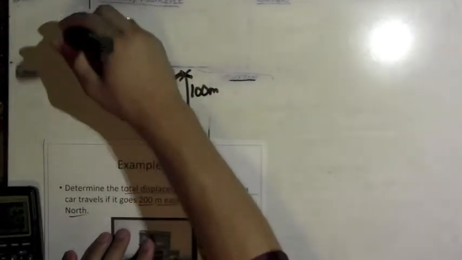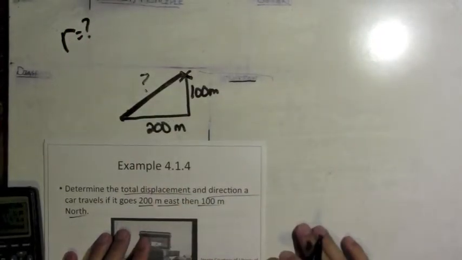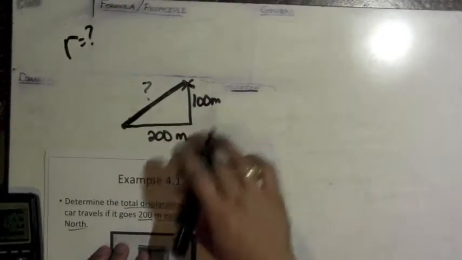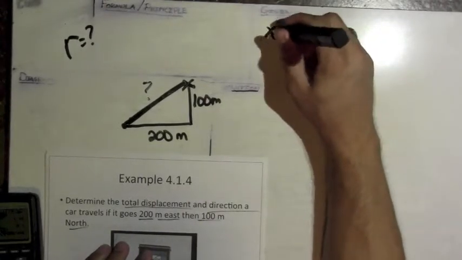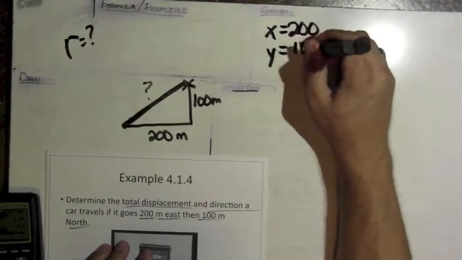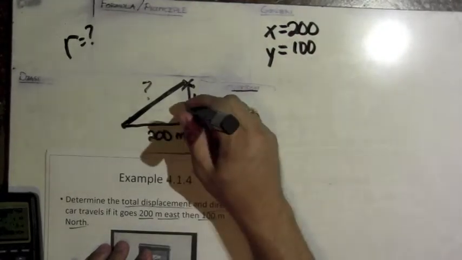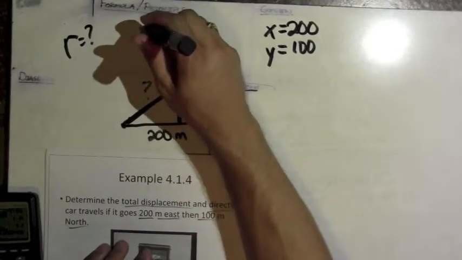What that is, we've been calling that R, or the resultant. You can also call it the hypotenuse, whatever you're more comfortable with, but that's basically what it is. The values that we're given is we're given that X is 200, and we're given that Y is 100. And really, since this is a right triangle, this is more of a math question than anything. What we're going to be using is the Pythagorean theorem.